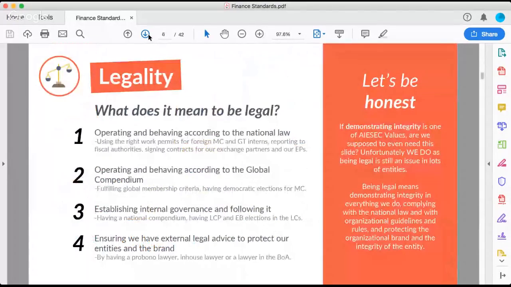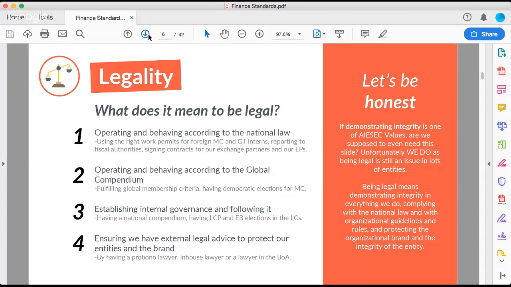Now, let's go to the first finance standard, legalities. So what does it mean to be legal in the broader form? It means operating and behaving according to the national law. So this means having the right working permits, having the right visas, making sure that wherever we need to pay taxes, we pay our taxes, that you report to the fiscal authorities, that you sign your contracts, and that your contracts can also be viewed by exchange partners and EPs, so that they know what they signed and whether it's actually the correct framework.